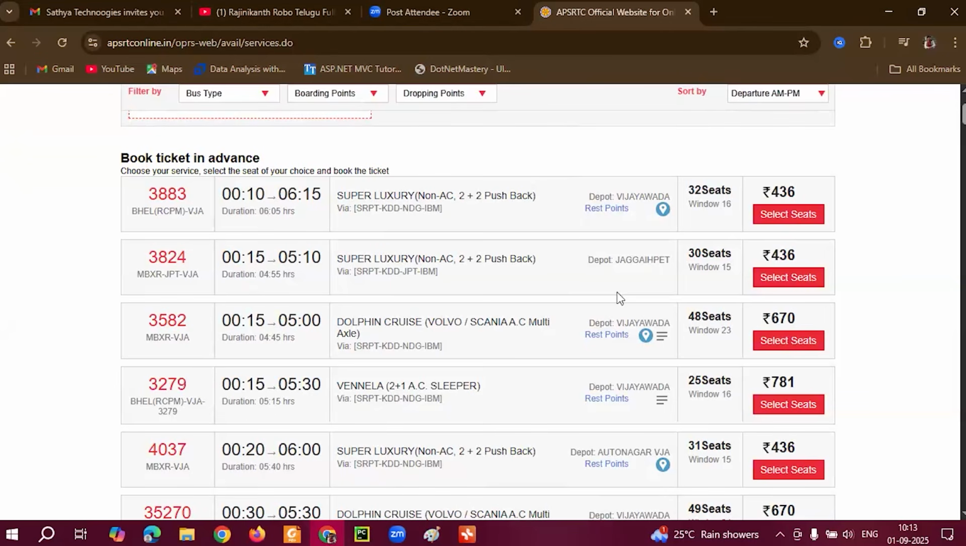From the browser, one request went to the server. You are asking for what? Hyderabad to Vijayawada buses. In the server area, the data is not available. So what will the server do? It will check for what? Another place, which is called the database.